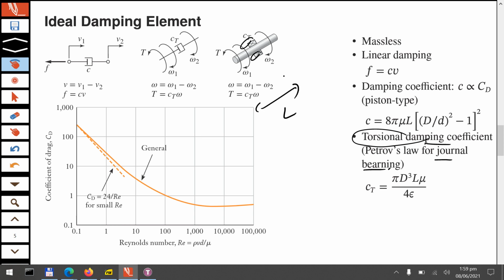L is the length, of course. D is the diameter. Mu is the viscosity of the fluid, and epsilon is the thickness of the layer.